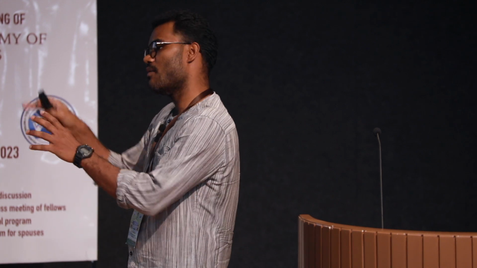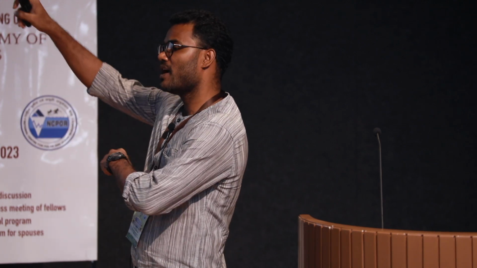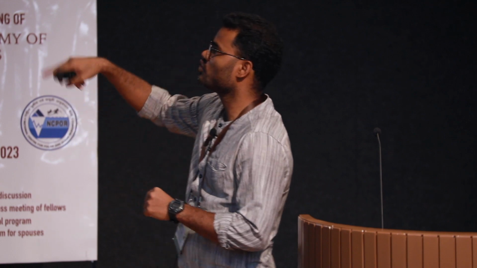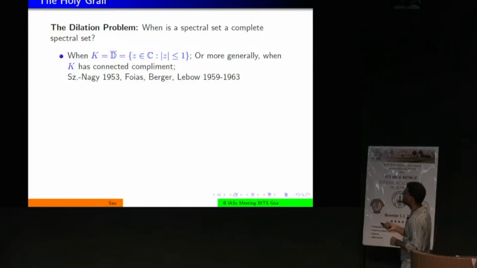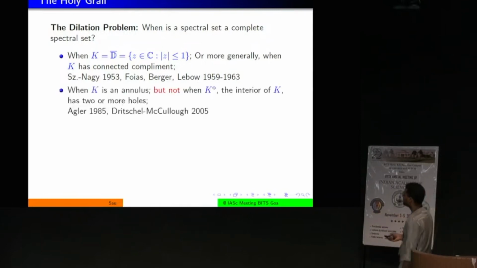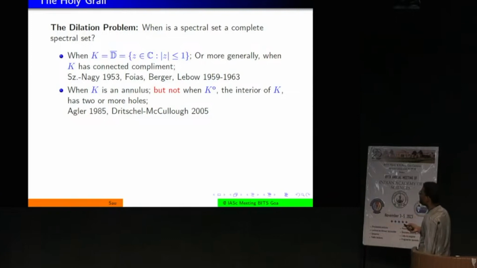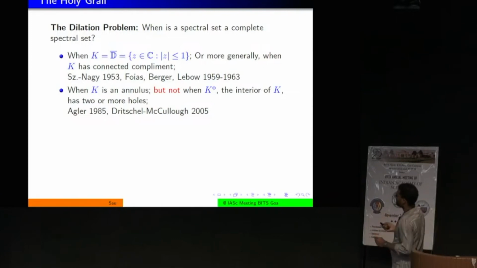So you look at the complement of K and you give me any 2 points, I should be able to connect those 2 points by a curve. So when this happens, whenever K is a spectral set, it's a complete spectral set. When K is an annulus, so there's a big hole, you have a disk and you remove a tiny disk from it, it's a complete spectral set, but not when the interior of K has 2 or more holes.